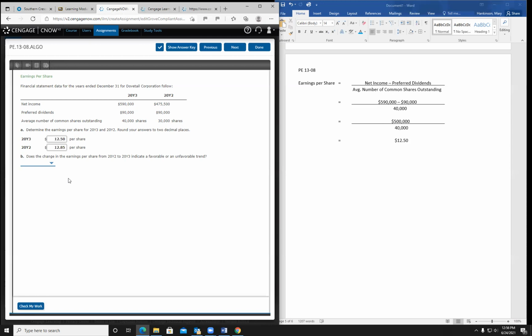Now in B, it asks, does the change in the earnings per share from year 2 to year 3 indicate a favorable or an unfavorable trend? So let's look at this really quickly. In year 2, our earnings per share was about $12.85. And then it dropped in year 3 to $12.50. So a decrease in your earnings per share is definitely going to result in an unfavorable change. So let's just go down here and check our work. There we go.